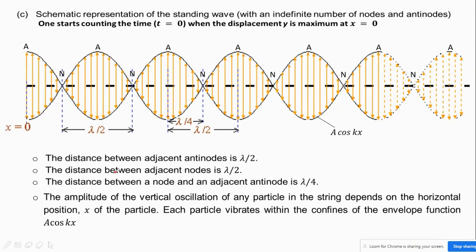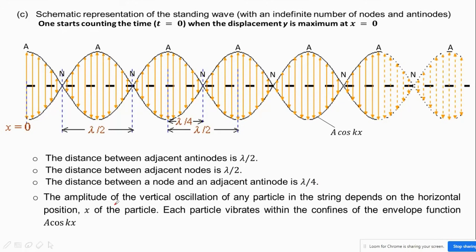Next one, the distance between two adjacent nodes is lambda over 2. So from one node to the next node is also lambda over 2. The distance between a node and an adjacent antinode is lambda over 4. So from a node to the next antinode is lambda over 4.